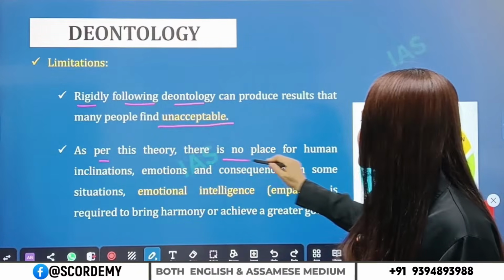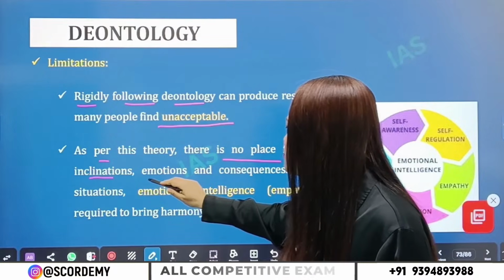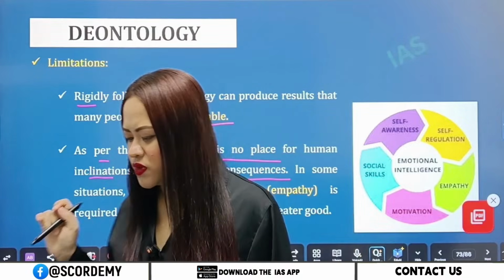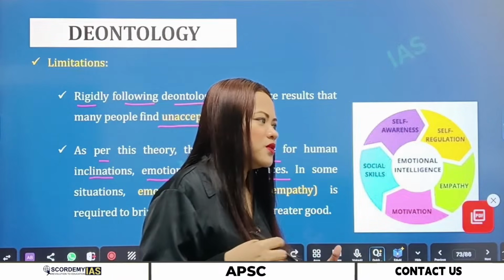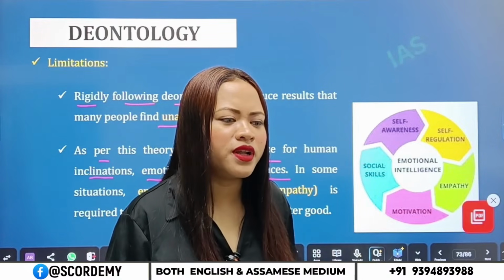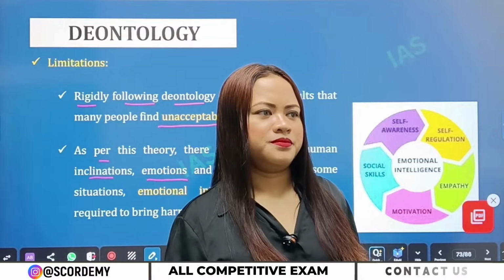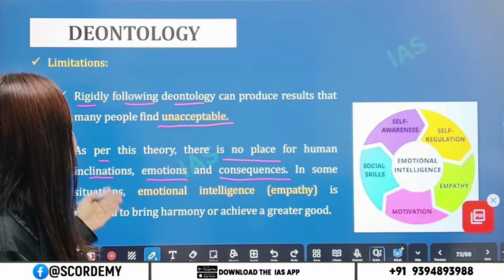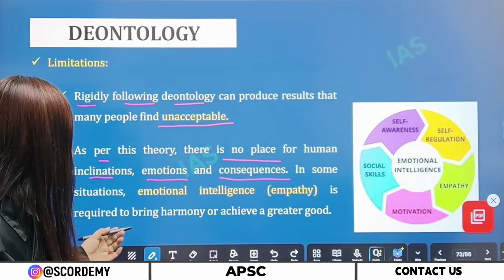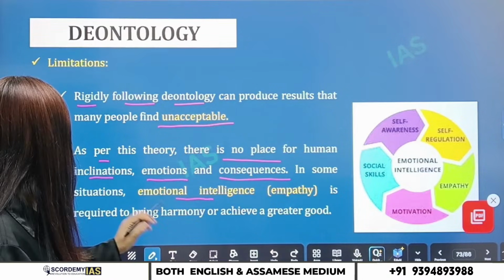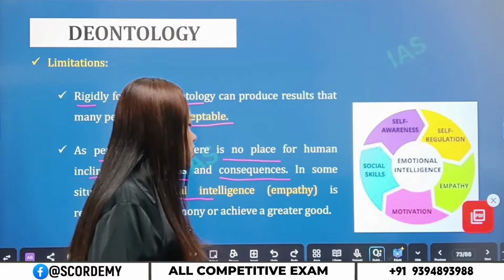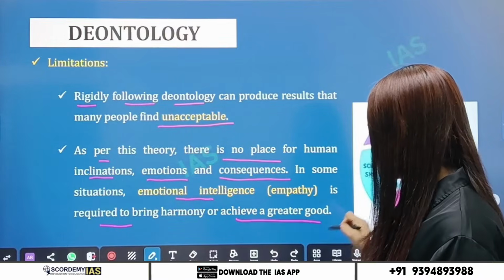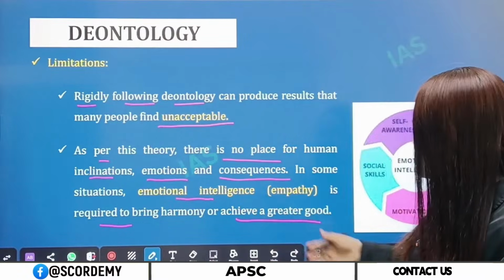As per this theory, there is no place for human inclinations, emotions, and consequences. Human emotions, when an officer cannot even help a poor and vulnerable lady because they have to stick to the rule. And you cannot run a government being a strict deontologist. In some situations, emotional intelligence and empathy are required to bring harmony or to achieve the greater good. You cannot always stick to the rule book.